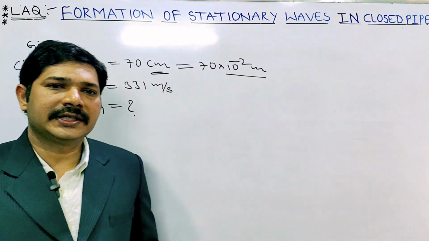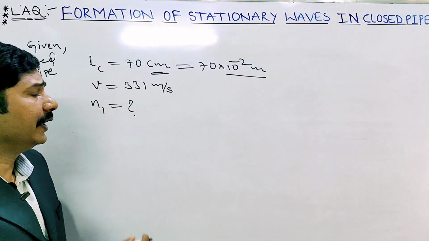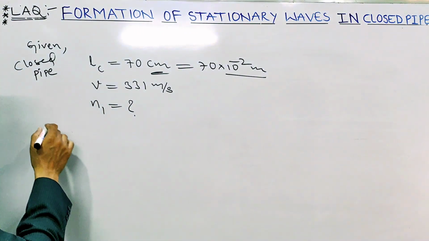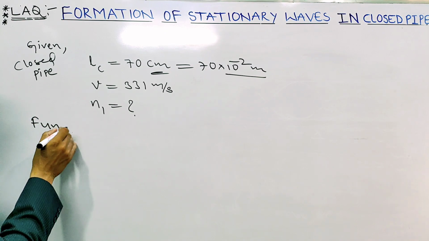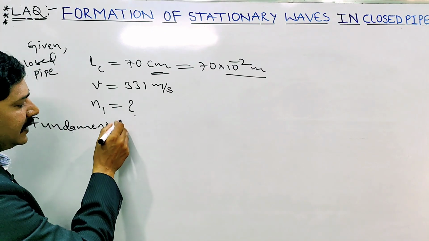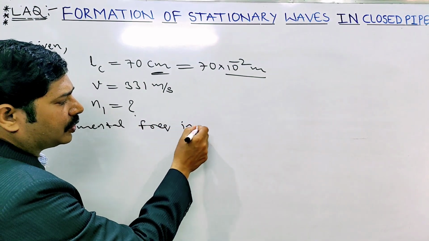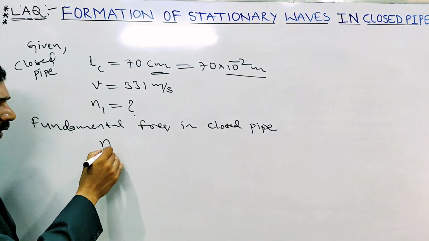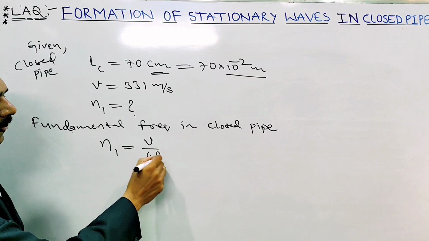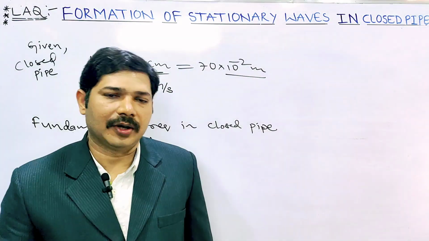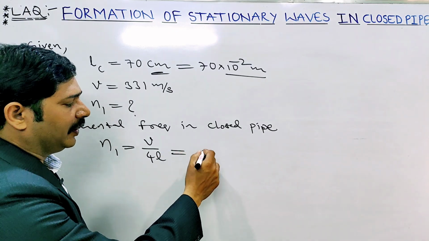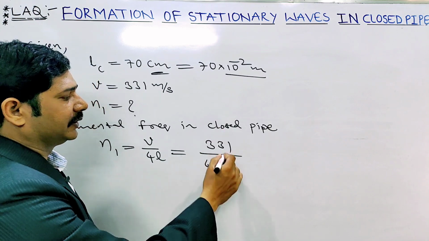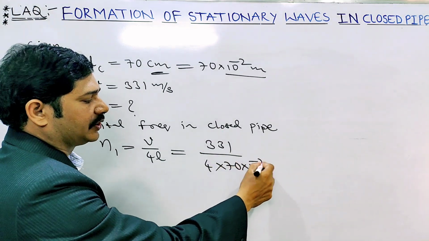And the velocity of sound is given as 331 meters per second. And they are asking for the fundamental frequency in a closed pipe. We know the fundamental frequency formula in a closed pipe: N1 equals V by 4L. V is 331, divided by 4 into length 70 into 10 to the power of minus 2.